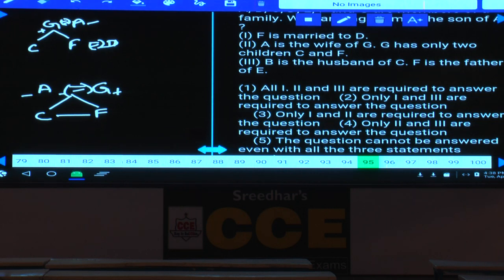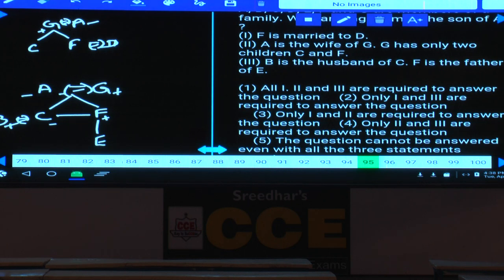And what is the third condition here? Third one is B is the husband of C. As B is the husband of C, B is a male, and C is a female. F is the father of E. As F is the father of E, there are two children to this A, out of which C is the daughter and F is the son.